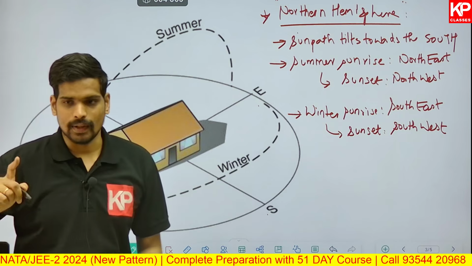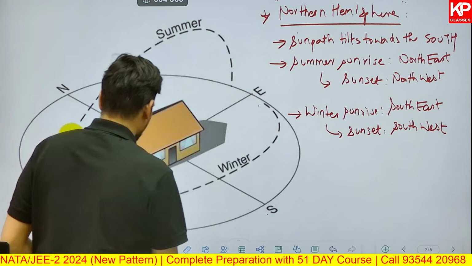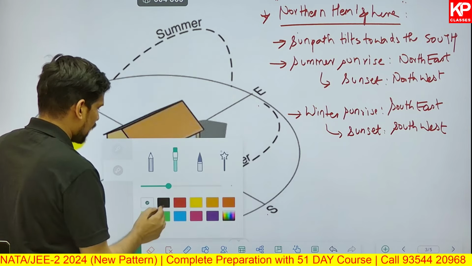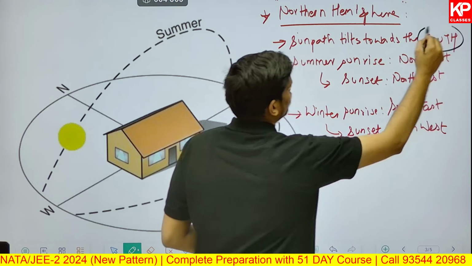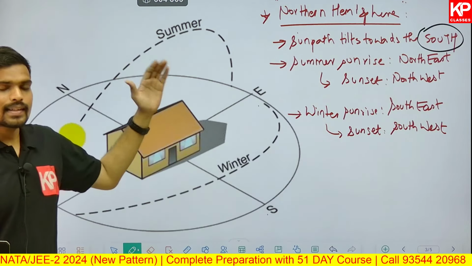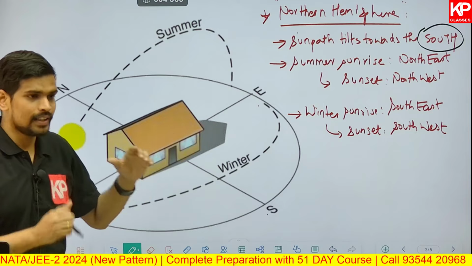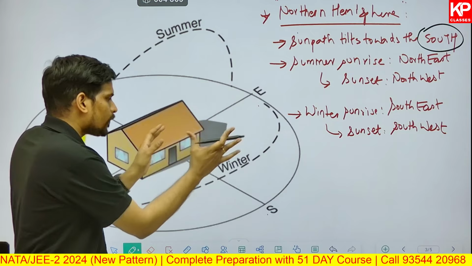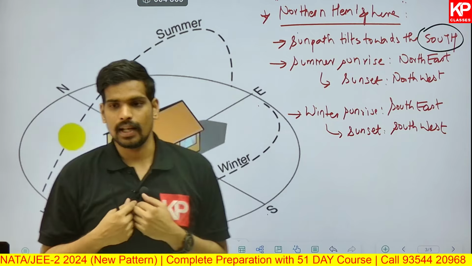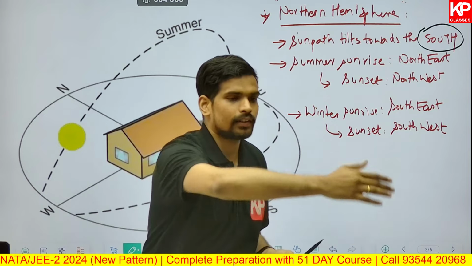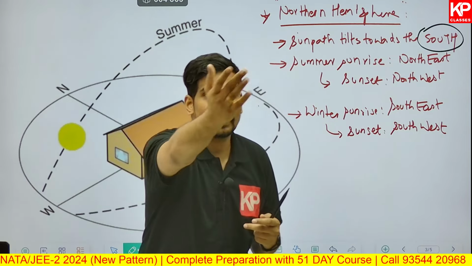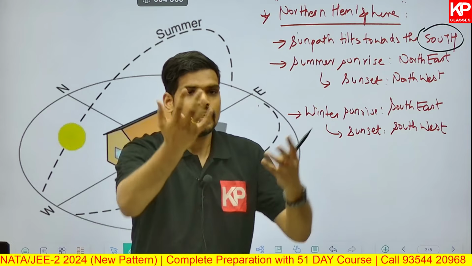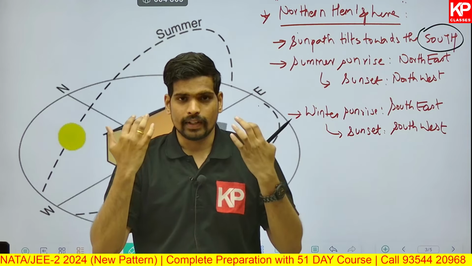Now one last point. I told you that in the northern hemisphere, the tilt of the sun path is towards which direction? Towards the south direction. Now if the sun is tilting towards the south direction, the direct sun rays with higher intensity will be received from the south side, right? So for example, I am facing towards south. Let us say the sun is moving from front of me, it is tilting towards the south direction. So the sun rays will directly come onto my face, right?